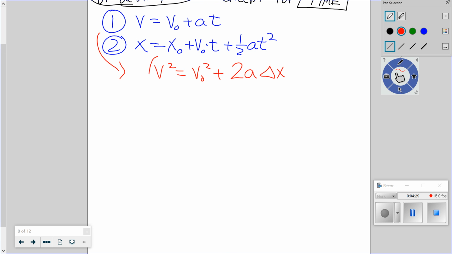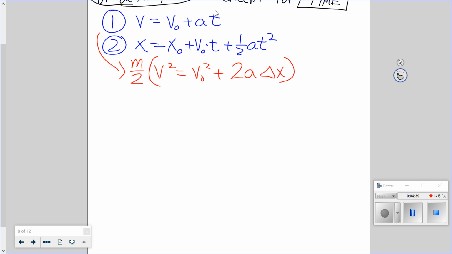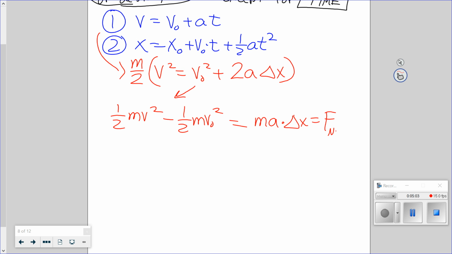I'm going to distribute the quantity m, mass, divided by 2 over this whole equation. Okay, distribute it all. I'm not going to draw my lines everywhere. And I also want to move this initial velocity squared term to the other side. So I have 1/2 mv squared minus 1/2 mv0 squared equals mass times acceleration times the displacement, which is net force times displacement.